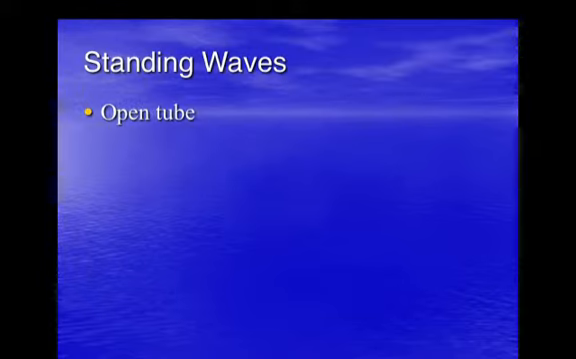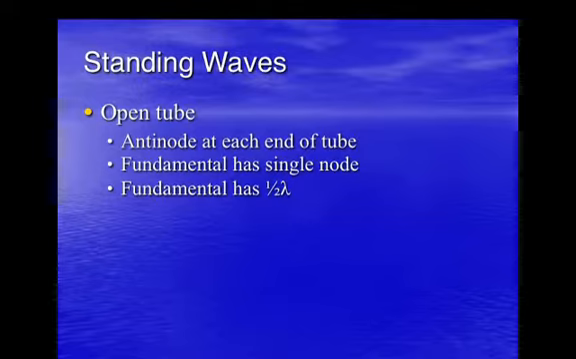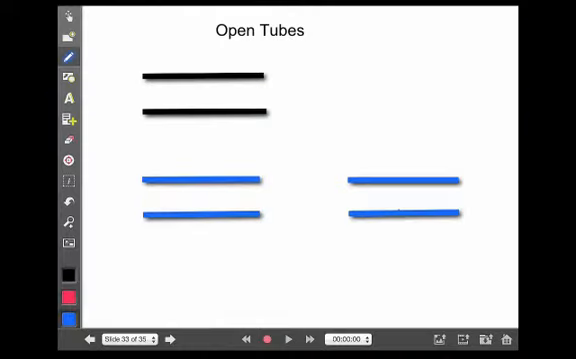First is something called an open tube, an open-tubed instrument. An open tube is open at both ends, and the result is that you end up with an antinode at each end of the tube. At the fundamental, you'll have a single node, but you also only produce half a wavelength. One good example of an open tube is a pipe organ. Pipe organs have open and closed tubes, but particularly an open tube, and that open tube has a certain length.